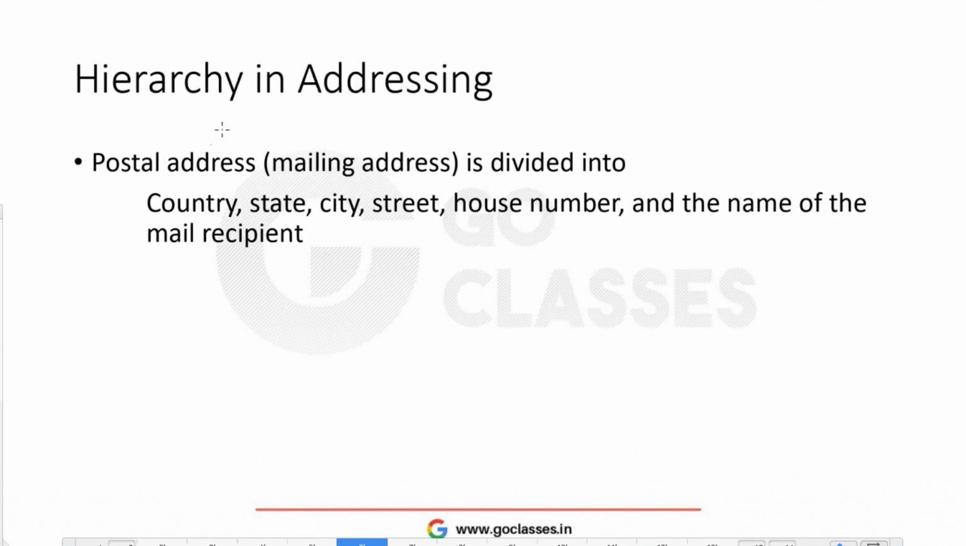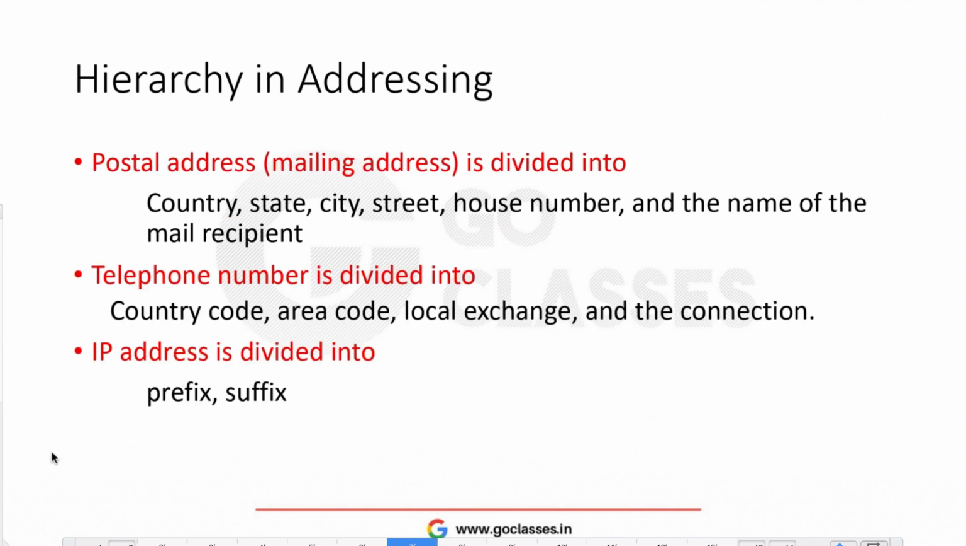Now I would like to take an analogy from the postal address when defining the hierarchy in addressing. Suppose you want to post something to your friend. Then what do you need to specify? You need to specify the country name, the state name, maybe the city, the street name, the house number, and also the person to whom you are sending the post. So there is a fixed hierarchy: first country, then state, then city, then street, then house number, then the person's name. Similarly, if you use the telephone service, there is also a fixed hierarchy: a country code, area code, local exchange code, and so on.